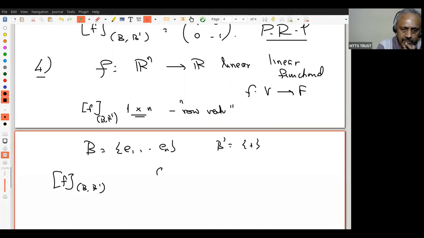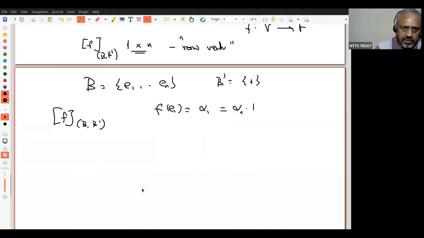What should I do? I have to look at what is f of e1. f of e1 will be some number, call it alpha 1. Therefore, I can write it as alpha 1 times 1. And similarly, f of e2, up to f of en. You understand this?